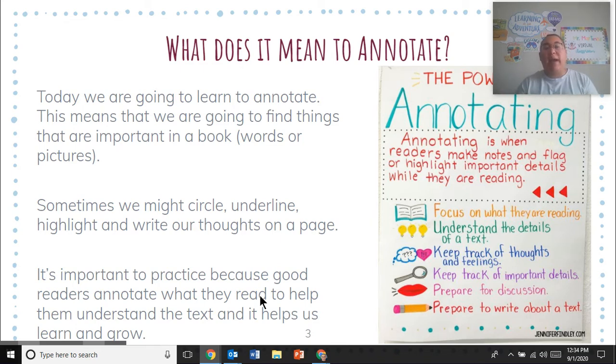It's important to practice because good readers annotate what they read to help them understand the text. It helps us learn and grow as readers. So annotating is very, very important whether we are virtual or in person because it helps you understand the text better. And by the end of the year, you're going to be amazing annotators, which I am so excited about. So I'm going to give you a little bit more information on annotating and how you're going to do that.